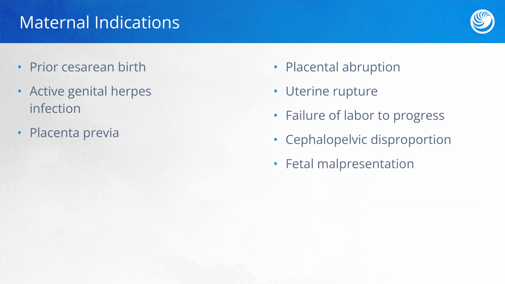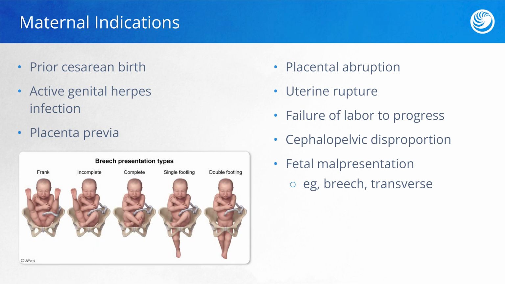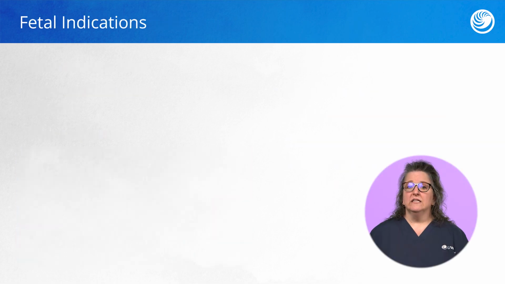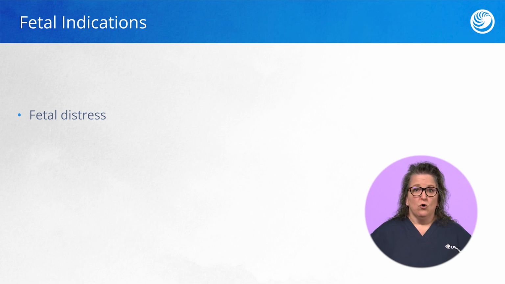Fetal malpresentation, like the breech position, as seen in the image here, or transverse presentation, in which the fetus is sideways. Fetal indications include fetal distress. This is determined from looking at the fetus's heart rate. If it is too slow or if the fetus is having late decelerations, a cesarean birth may be indicated.